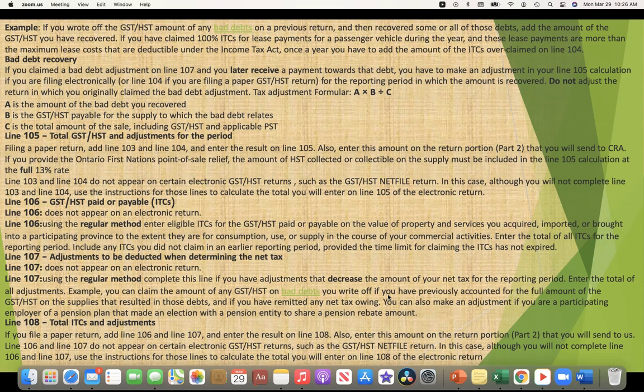Line 108 is the total ITCs and adjustments. So if you file a paper return, add line 106 and line 107, enter the result on line 108, and also enter this amount on the return in Part 2.